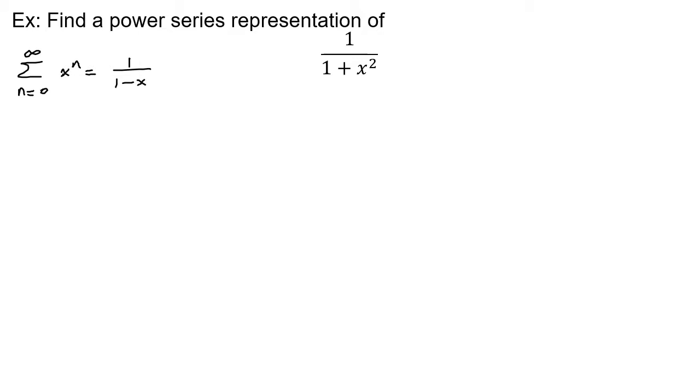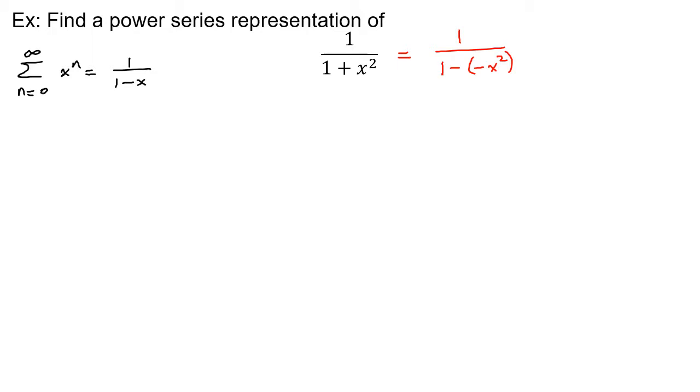So what I'm going to do is try to replace this 1 over 1 plus x squared and rewrite it to make it look like 1 over 1 minus x. And then I would come up with my power series representation. And so let's just replace the x with negative x squared. Because technically this is the same thing as 1 over 1 minus negative x squared. That would be the same thing.